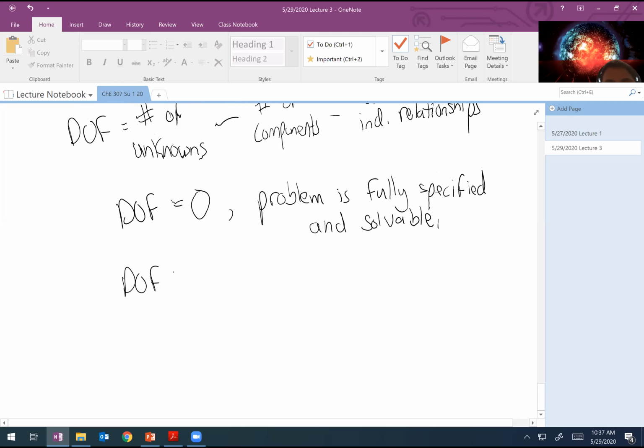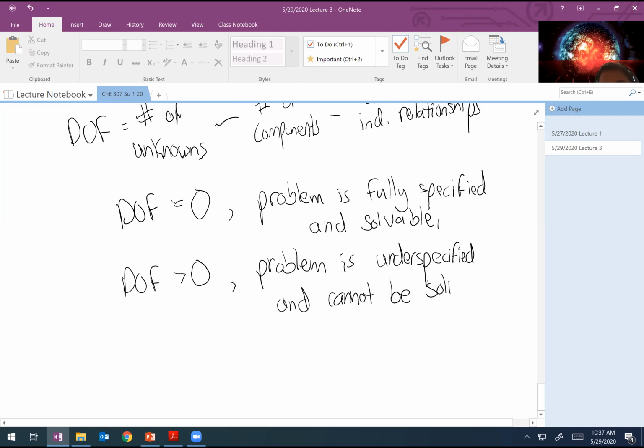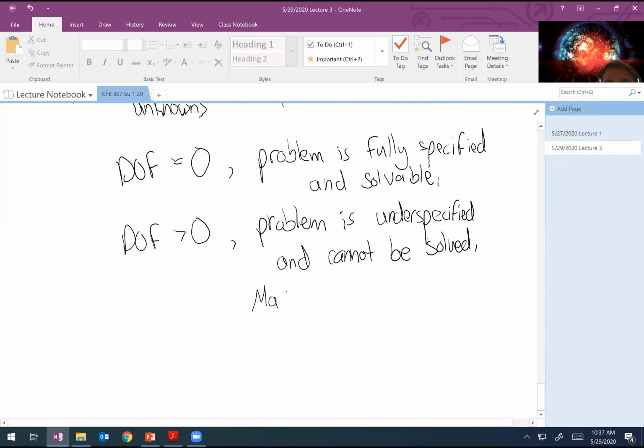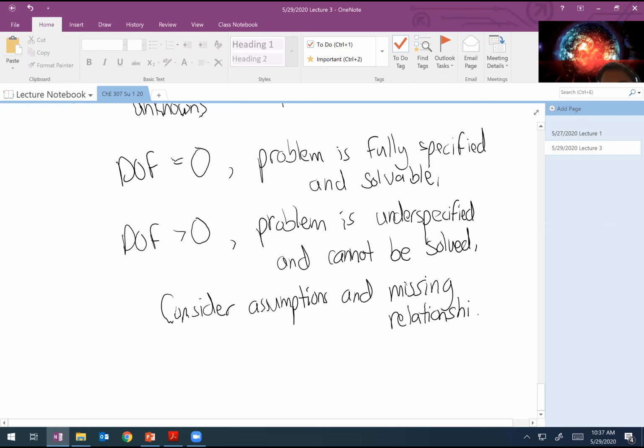If the degree of freedom analysis comes up positive, then the problem is underspecified and cannot be solved. This is the part where you have to consider assumptions and missing relationships. Can you take a basis to bring it from a degree of freedom of 1 down to 0? Specifying that flow rate may be what's needed. That's the importance of taking a basis, because in a lot of problems you're most likely going to only have 1 degree of freedom, and by specifying that basis, you make the problem solvable.